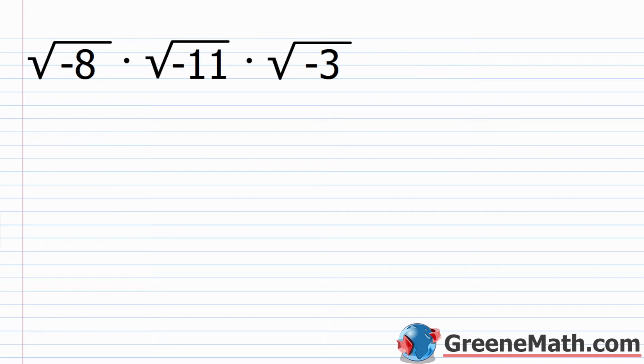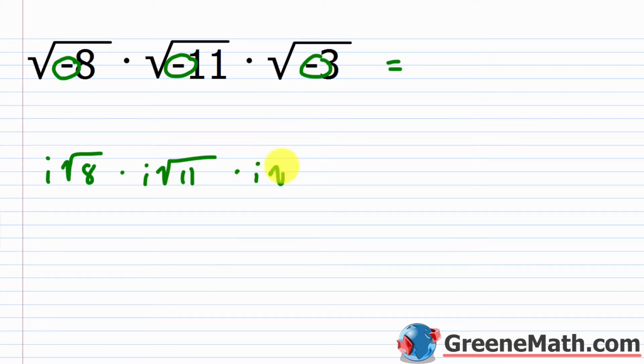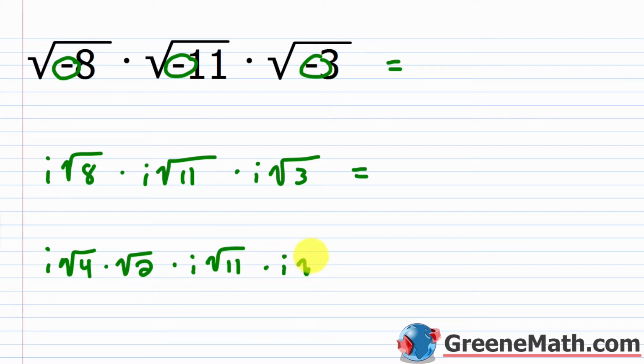All right, let's look at another one. So we have the square root of -8 times the square root of -11 times the square root of -3. So again, to simplify this, I want to change each of these, okay? So I'm going to have i times square root of 8 times i times square root of 11 times i times square root of 3. Okay, what's that going to give me? Well, I know I can simplify the square root of 8. 8 is 4 times 2, so I can say this is i times square root of 4 times square root of 2 times i times square root of 11 times i times square root of 3.